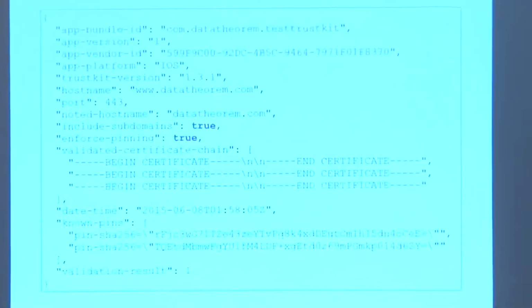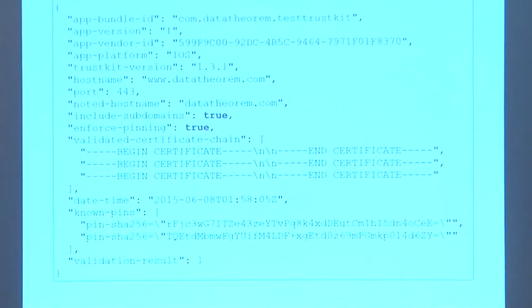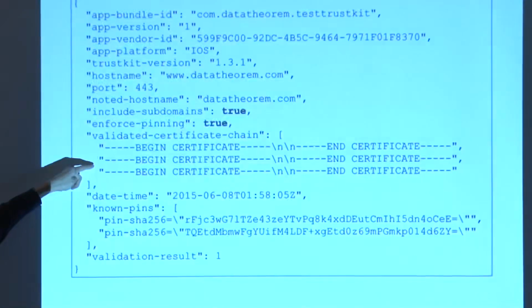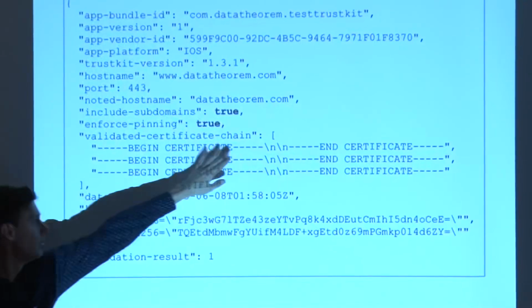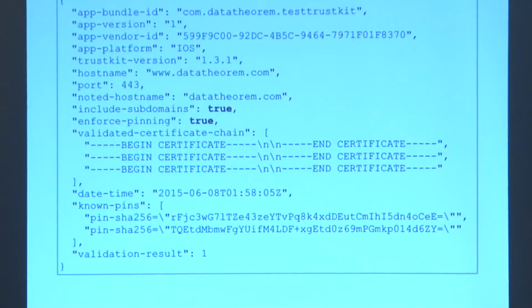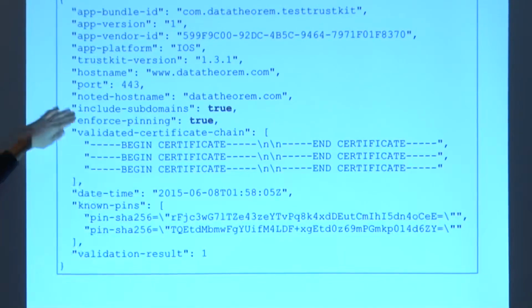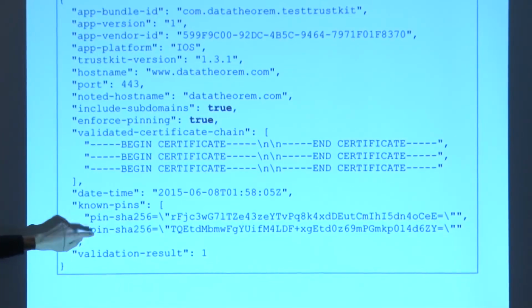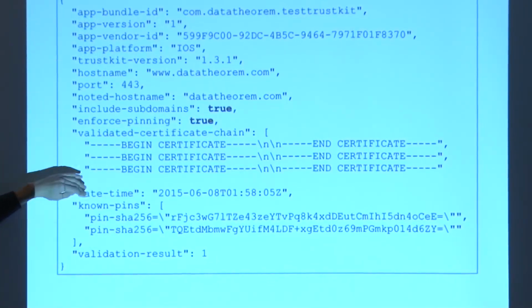That's what a report looks like. I removed the certificates, but the main thing is the certificate chain. So it's the certificate chain that was received that didn't match the one that was expected. I removed the actual certificate in here so it's small. And then there's some other information, the host name, the pins that were expected that weren't found. And so that's what you receive, and you can send it to some server that you control.